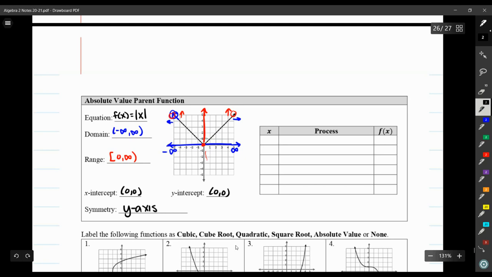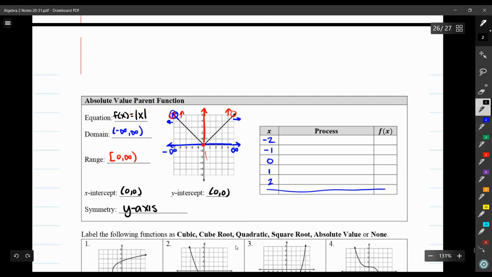Now, let's talk about the table of this guy. So since I have a domain of all real numbers, that means my x's can be anything. So I'm going to go back to my -2, -1, 0, 1, and 2. I'm not going to use this last part of the table. Those are all good x values because they're all in the domain.